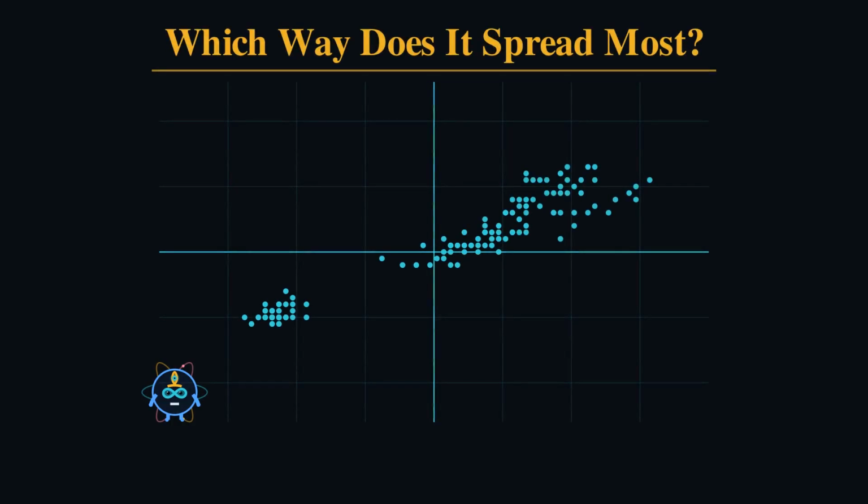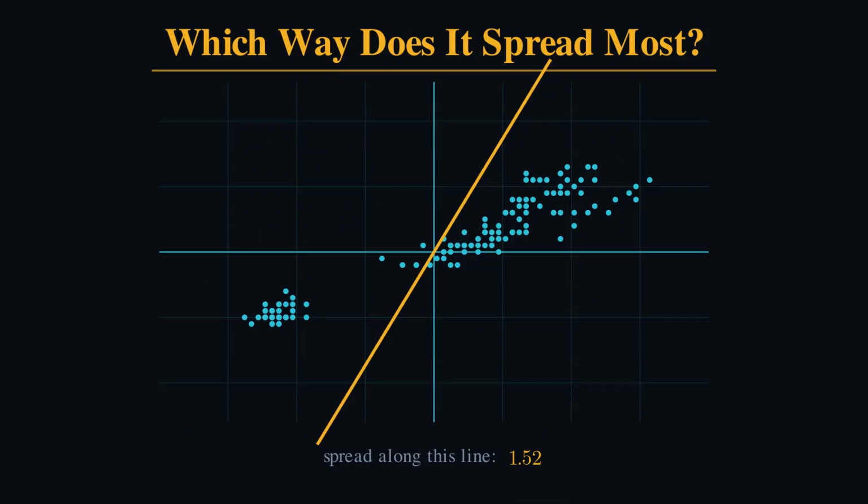Now, the only question that matters. Which direction does this cloud stretch out along the most? Try one. Measure how spread out the dots are along it and watch the number. Turn the line. And the spread rises, peaks, and falls away again. The angle where that number is biggest is the answer. That line is the single direction carrying the most information in the whole dataset.